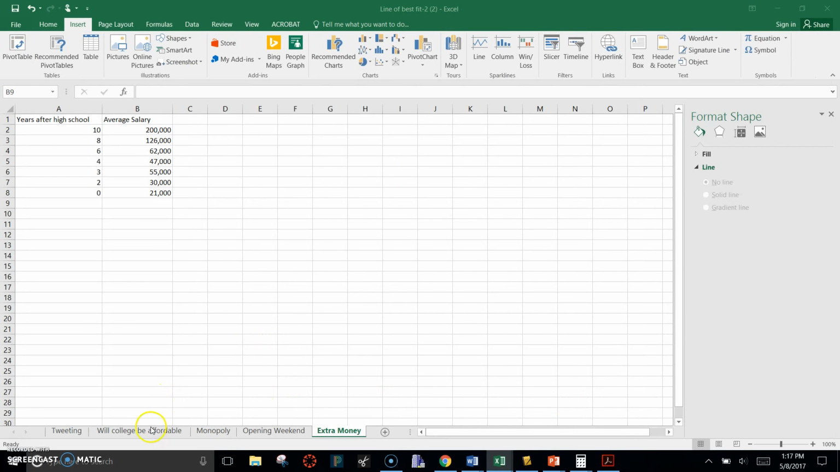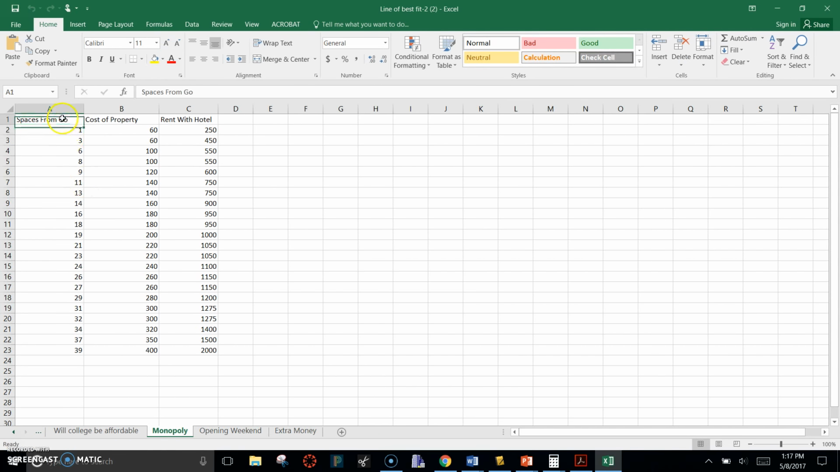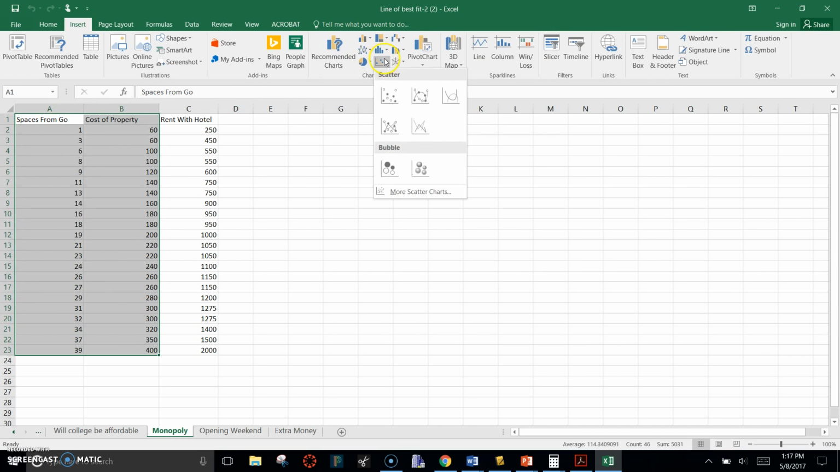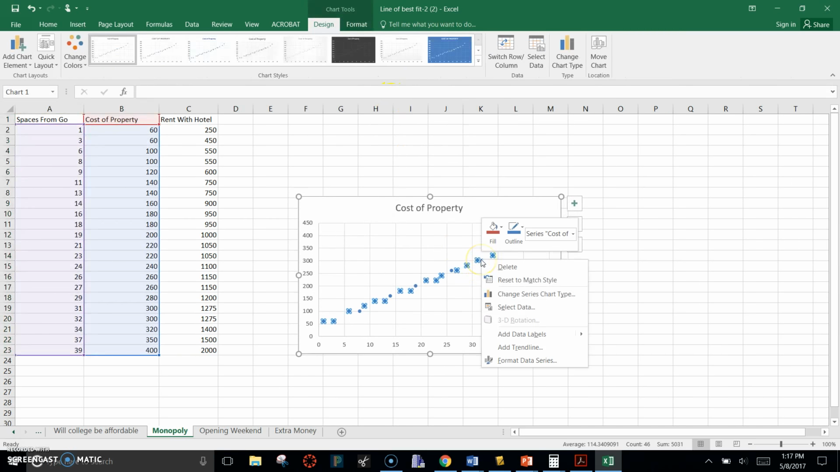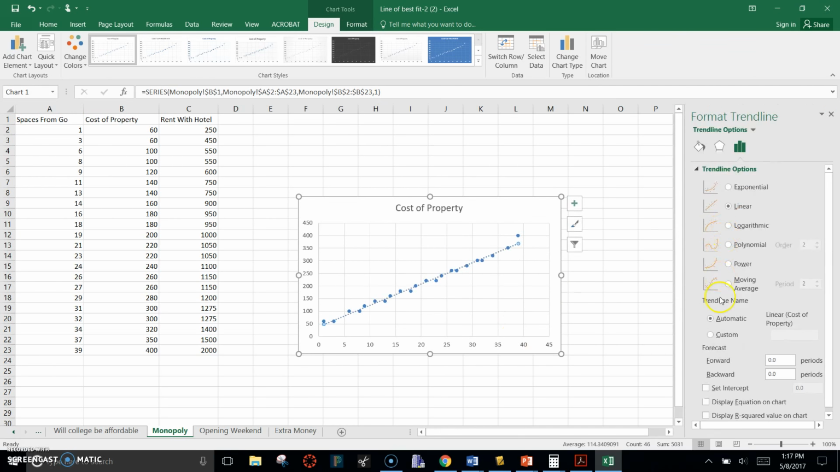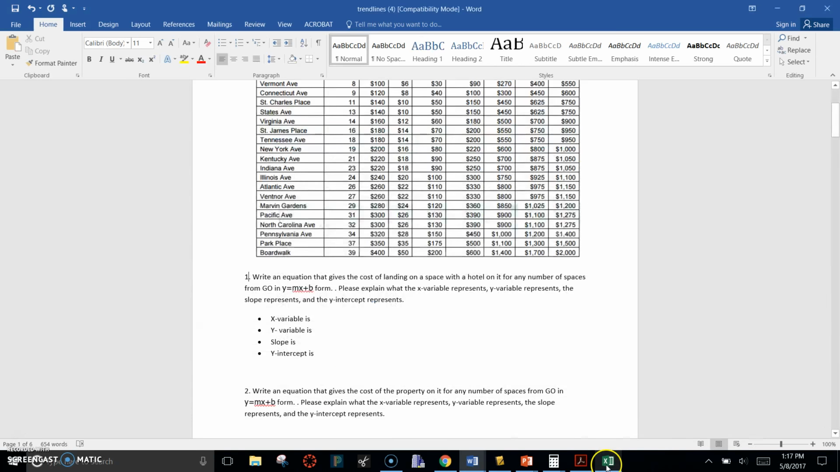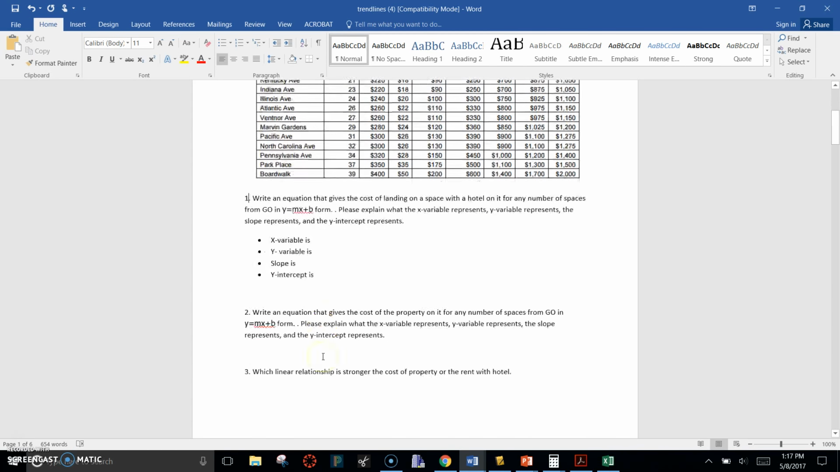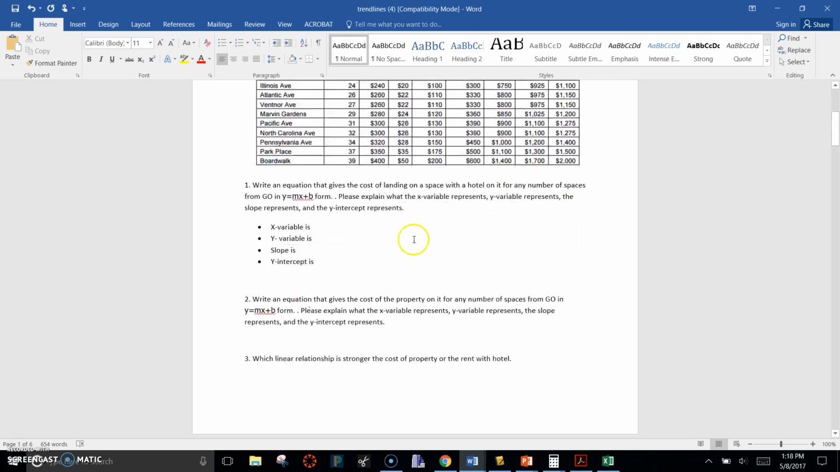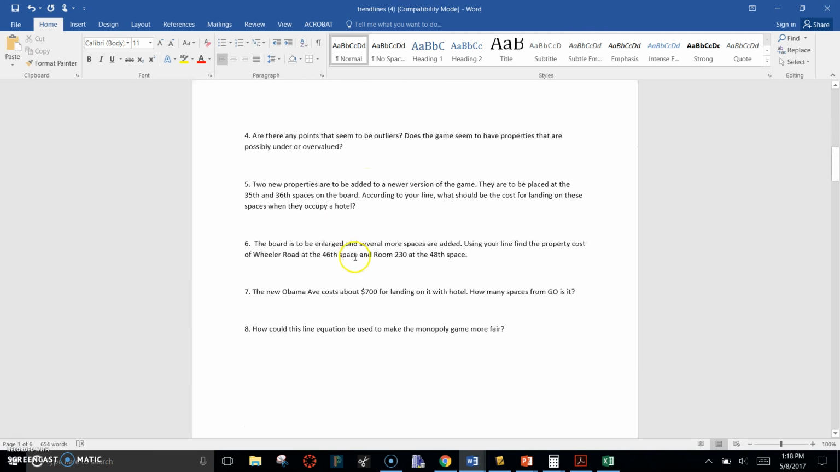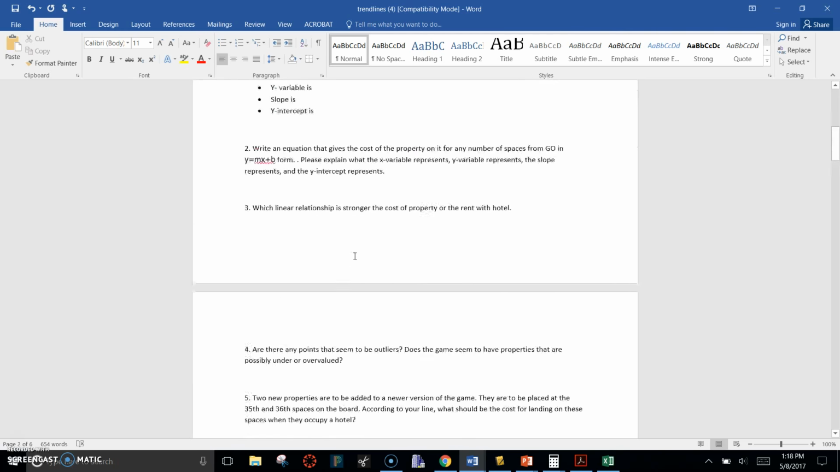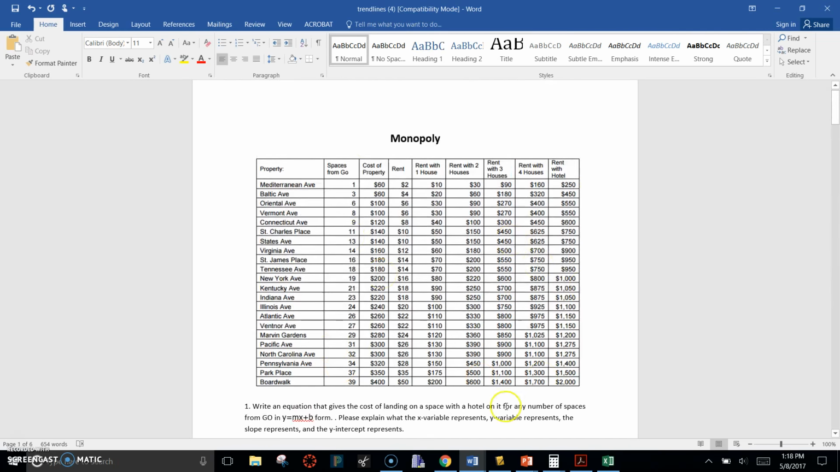You'll find that information by going over to your Monopoly tab, taking this and going, okay, spaces from go, cost of property, insert, dots, right click, add a trend line, and now I have all the same information I did before. You can use that information to answer these questions, do that with the other pieces of information, talk about which one's stronger, and then start answering the other questions. Again, you only have to pick 2 of them.